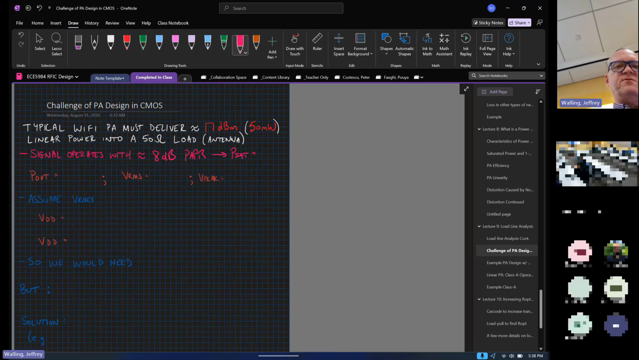If we need a PAPR of 8 dBs, this implies the PSAT ideally would be equal to 25 dBm. So 25 dBm is the linear output power plus the PAPR.